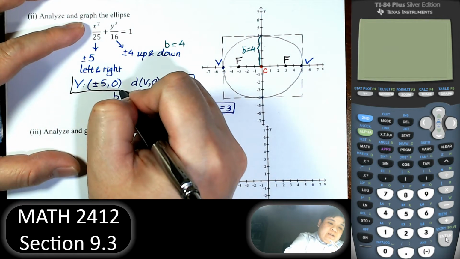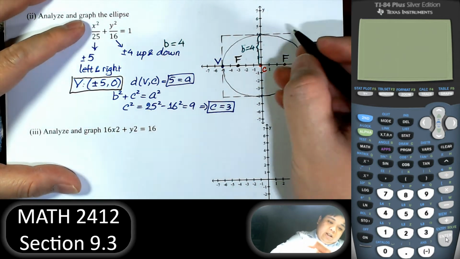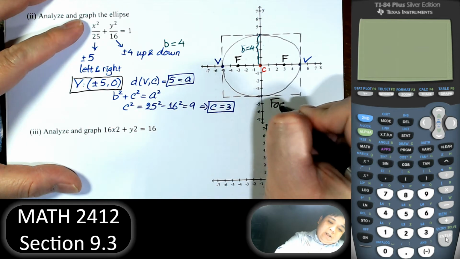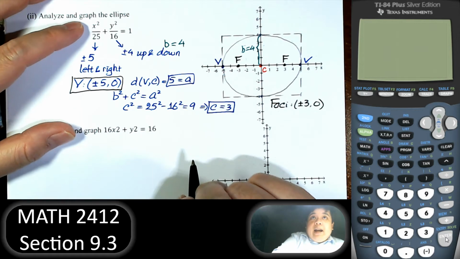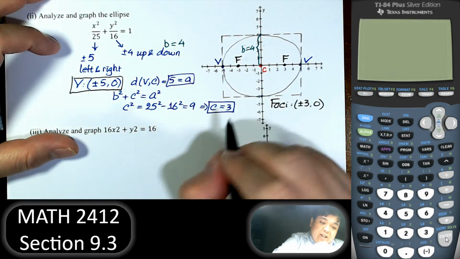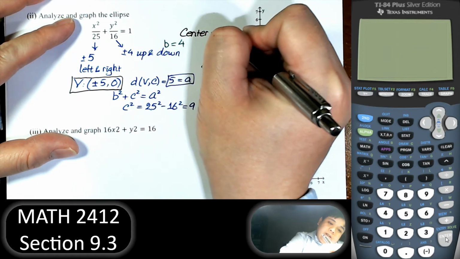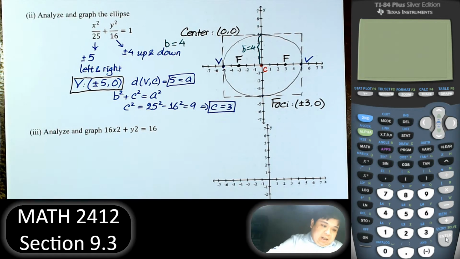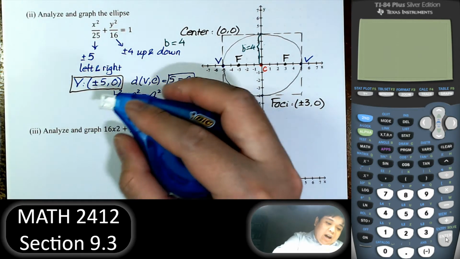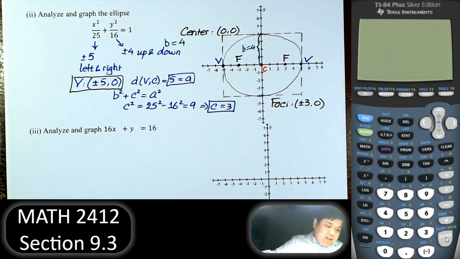So we have the vertices as (5, 0) and (negative 5, 0). The foci will be plus or minus 3, comma 0. And then the center, of course, (0, 0). And then the horizontal ellipse, that's what we have. Right. Next, graph and analyze 16x squared and y squared. I think there's a typo there, obviously.